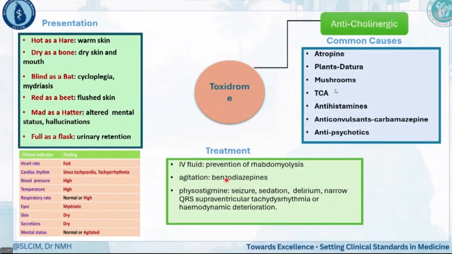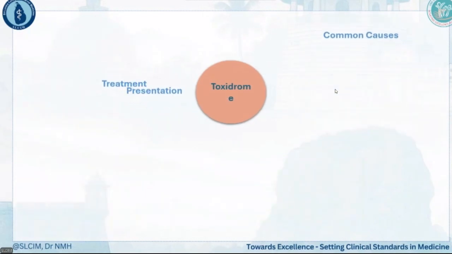And when you go for the treatment, first you prevent the rhabdomyolysis with a lot of IV fluids, and for agitation, benzodiazepines. Physostigmine is also the antidote, but we will use it very sparingly. If the patient is having seizures, sedation, and is very delirious with narrow QRS complex tachyarrhythmias, then you might have to use the physostigmine. Otherwise, we use it very sparingly.